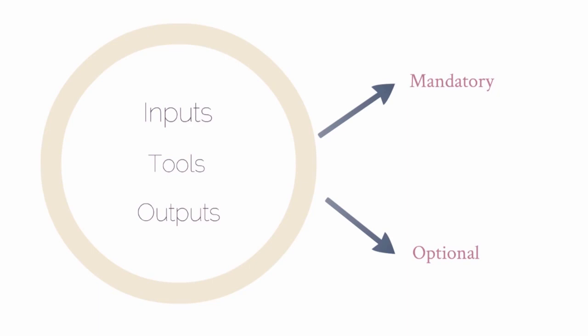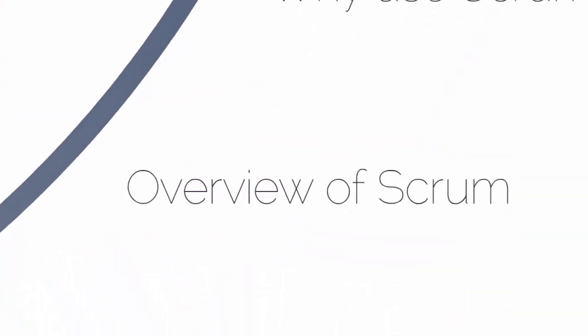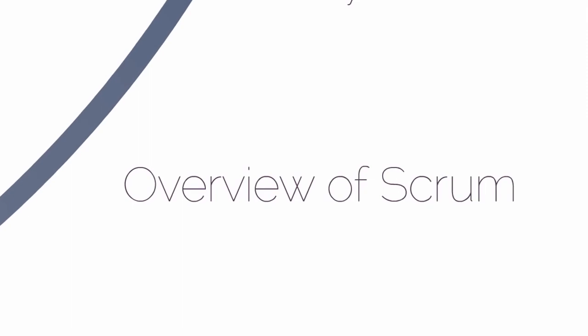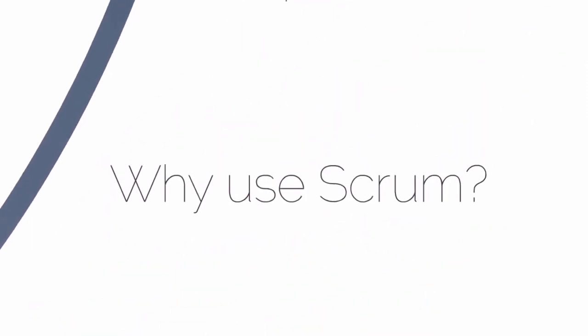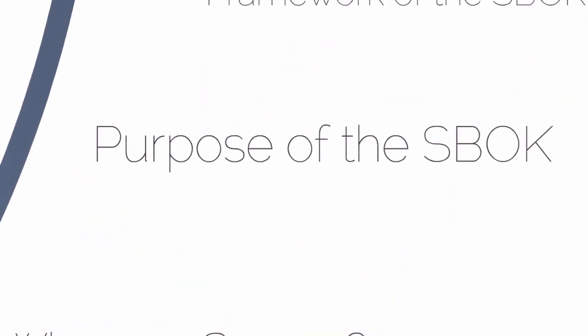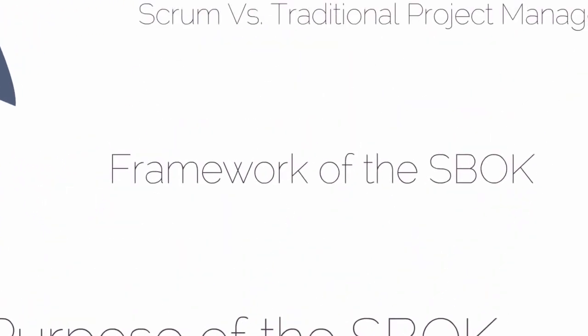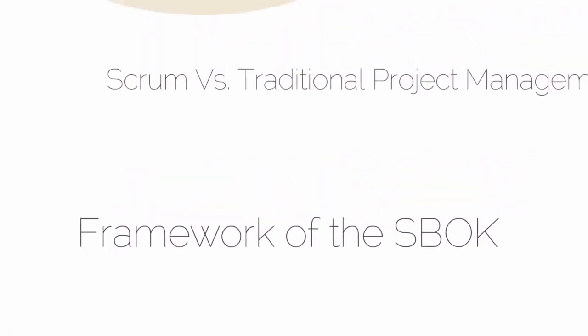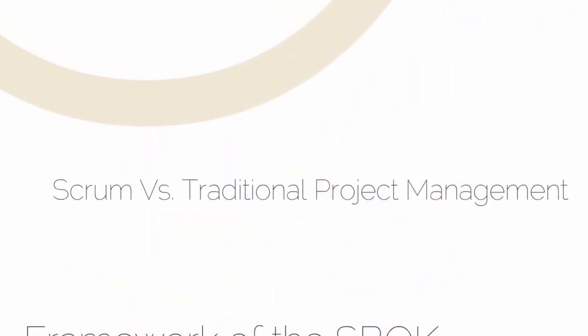The sections covered in this chapter are 1.1 Overview of Scrum, 1.2 Why use Scrum, 1.3 Purpose of A Guide to the SBOK, 1.4 Framework of A Guide to the SBOK, and 1.5 Scrum versus Traditional Project Management.